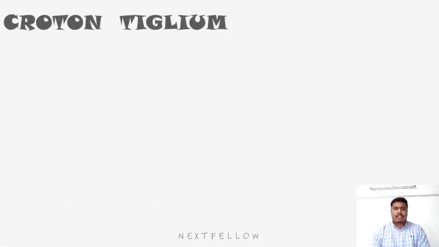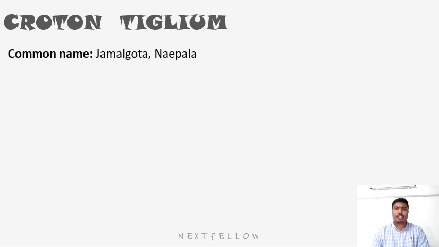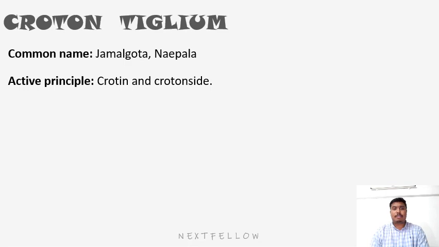Now the next organic irritant in plants we will learn about is Croton tiglium. The common name is Jamalgota or Nepala. The active principles: it contains crotin, which is a toxalbumin, and crotonside, which is a glycoside. Croton oil contains crotonolic acid, which is a powerful vesicating agent; it causes blisters when applied on skin.